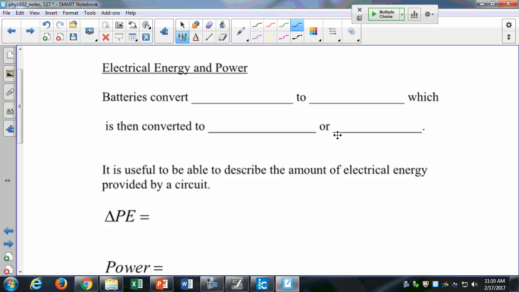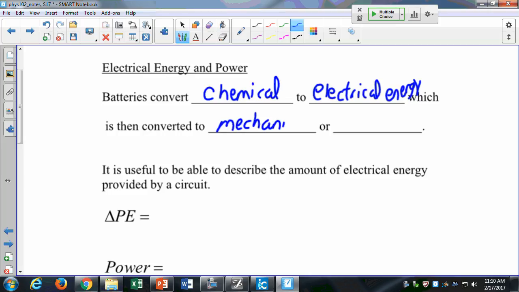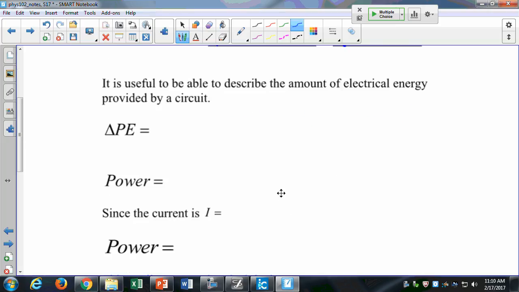You have some questions about this on your quiz, too, or your OpenStax homework assignment. Batteries convert chemical energy to electrical energy, which is then converted to whatever it is that you're doing with your electricity, your mechanical or thermal energy or whatever. So it's useful then to be able to describe the amount of electrical energy that's provided by a circuit.